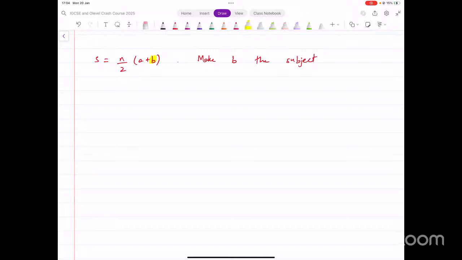So get rid of everything else. Get rid of everything else from this equation.